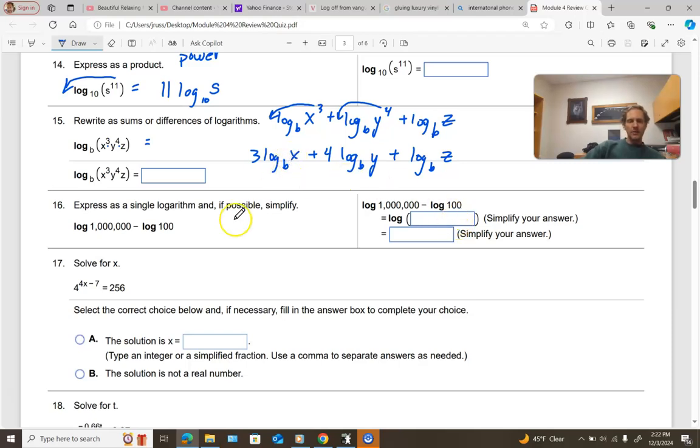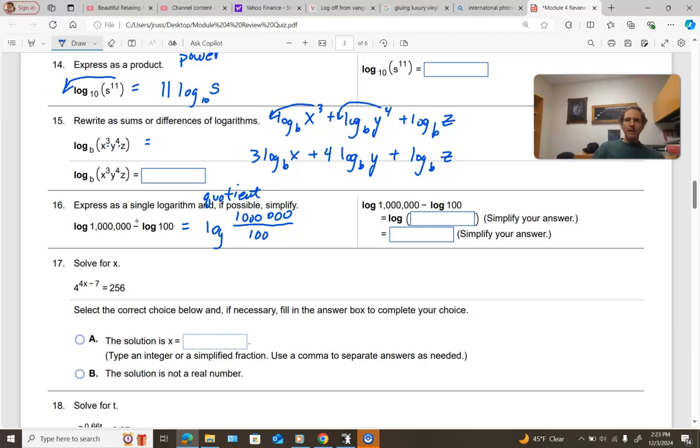All right, number 16. It says express as a single logarithm and if possible simplify. So here what we're doing is condensing. We're starting out with 2 logarithms. We're going to condense it down into 1. Now these 2 common logs are separated with subtraction. And so we're going to utilize the quotient rule to condense them down into just 1. So it'll be the common log of the numerator will be that first argument, which is 1,000,000, divided by, and the denominator will be that second argument, which is 100.